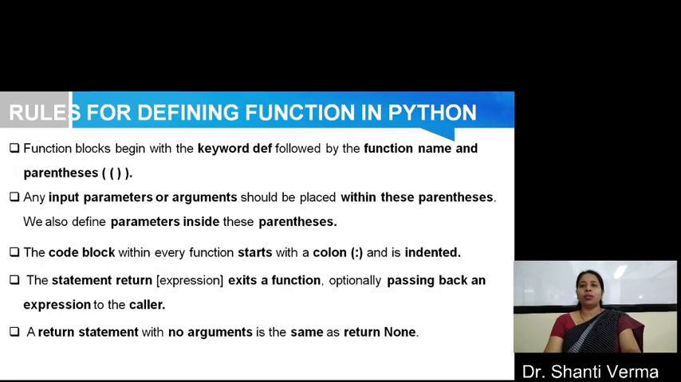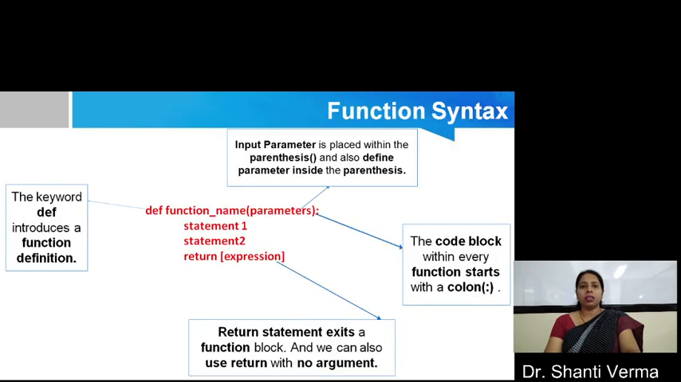Now let's discuss some rules for defining functions in Python. A function block begins with the keyword def followed by the function name and parentheses. In parentheses, you can pass your input parameters or arguments. The code block within every function starts with a colon, and when you put a colon, your code is auto-indented. At last, you can write a return statement to exit the function, optionally passing back an expression to the caller. A return statement with no argument is the same as return None.